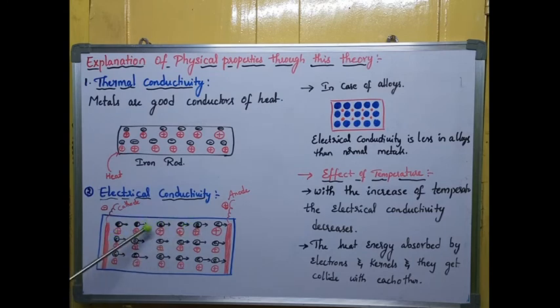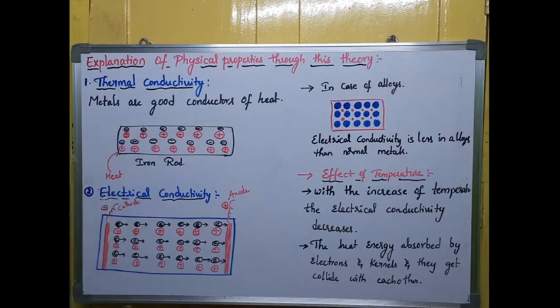But the kernels are fixed in their positions, they won't move, but the electrons will move from one direction to another direction. With this they will supply the electricity. So the entire copper plate will get the electricity because of this reason, the electrons movement from cathode to anode. So with this they'll pass the energy and they'll supply the electricity.